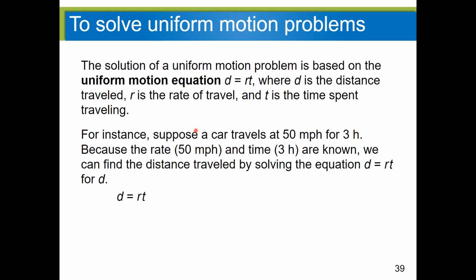Your car travels 50 miles per hour for 3 hours. How far did you travel, right? So in your head, you probably do 50 times 3 to get there. But why do you do that? Well, you do that because the uniform motion equation is distance equals rate times time. If I know my rate of 50, I know my time of 3 hours, I multiply those together because the equation tells me to. Right?